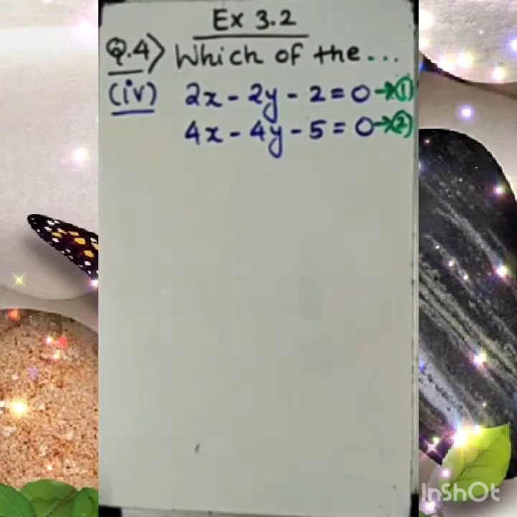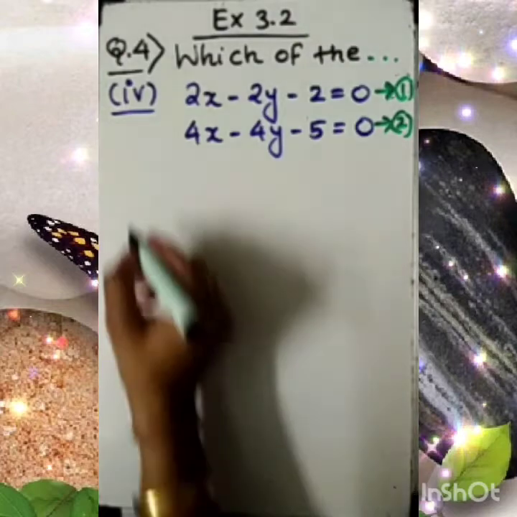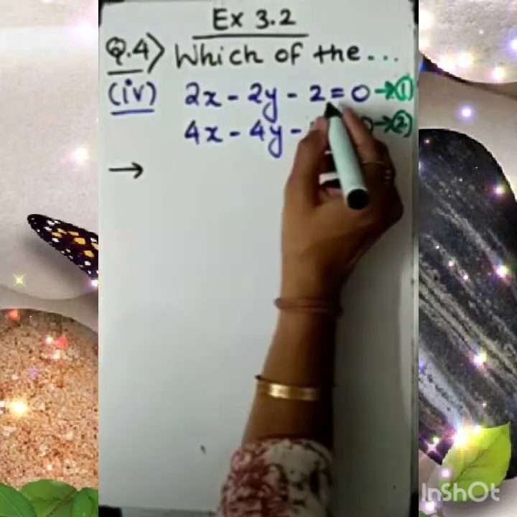Though we know that by applying the ratios a1 by a2, b1 by b2 and c1 by c2 we are able to say whether it is consistent, inconsistent or dependent, here they are asking to prove this through the graphical method. So let's work it out. Now we are going to apply the graphical method, but before we apply it, let's focus on the first equation.